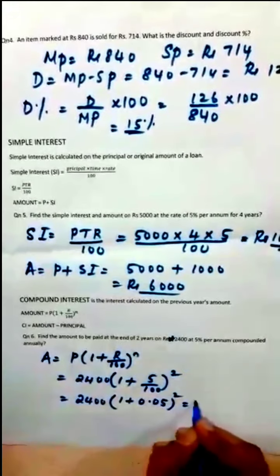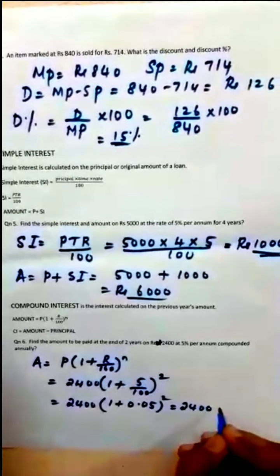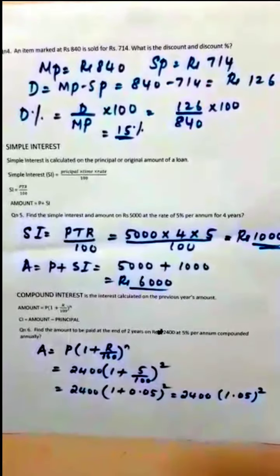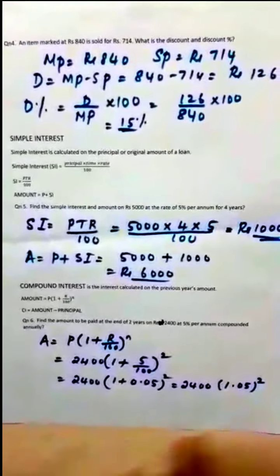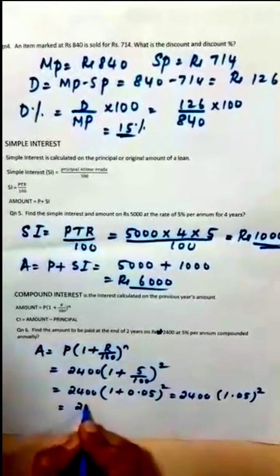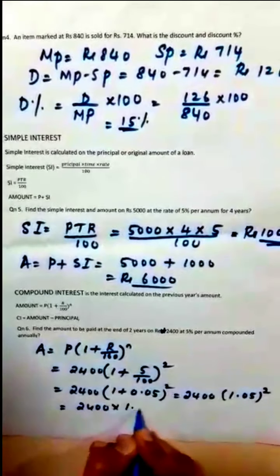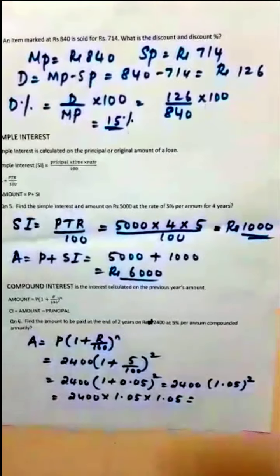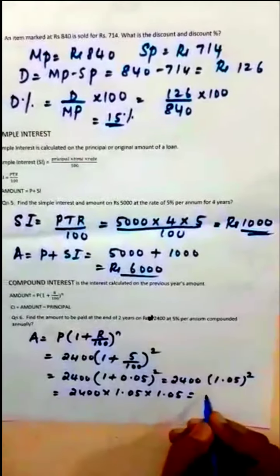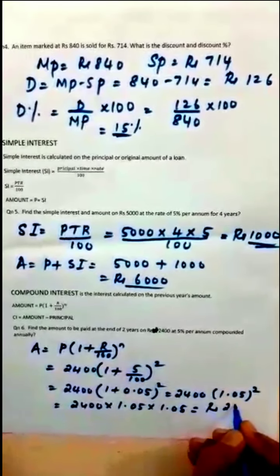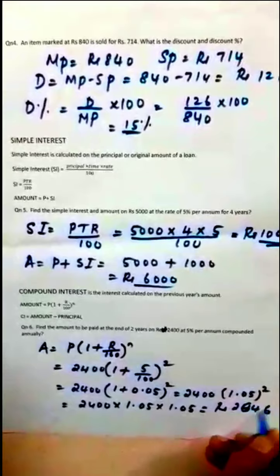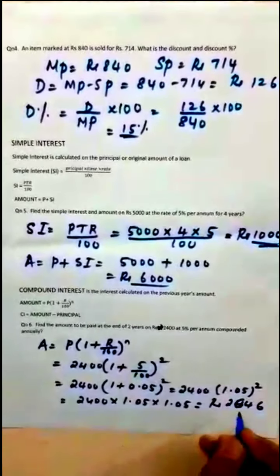So it becomes 2,400 multiplied by 1.05 raised to 2. You can add 1 and 0.05. This will be 1.05 and then 2 times multiplication. So 2,400 multiplied by 1.05 into 1.05. So while multiplying you will get rupees 2646. This is the multiplication and that's the amount.